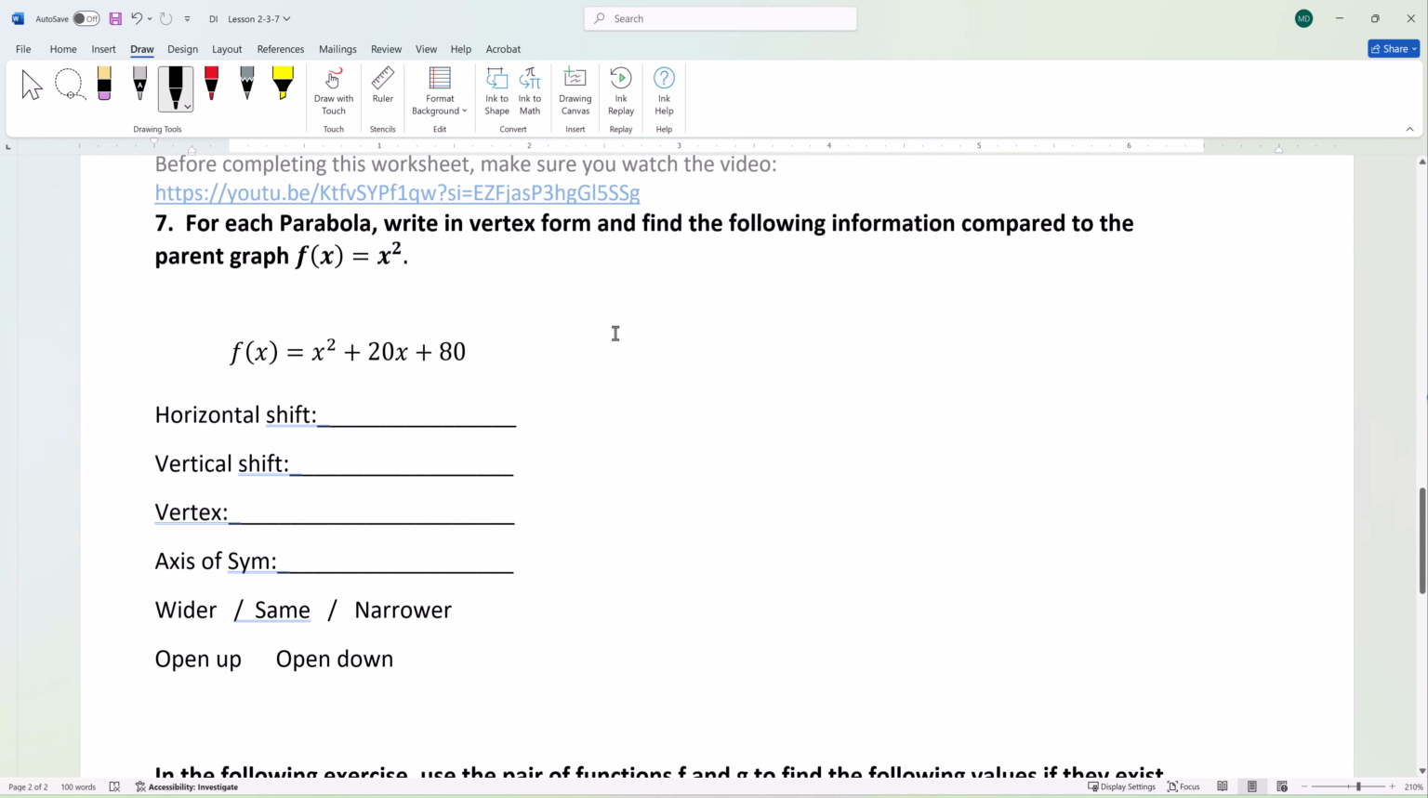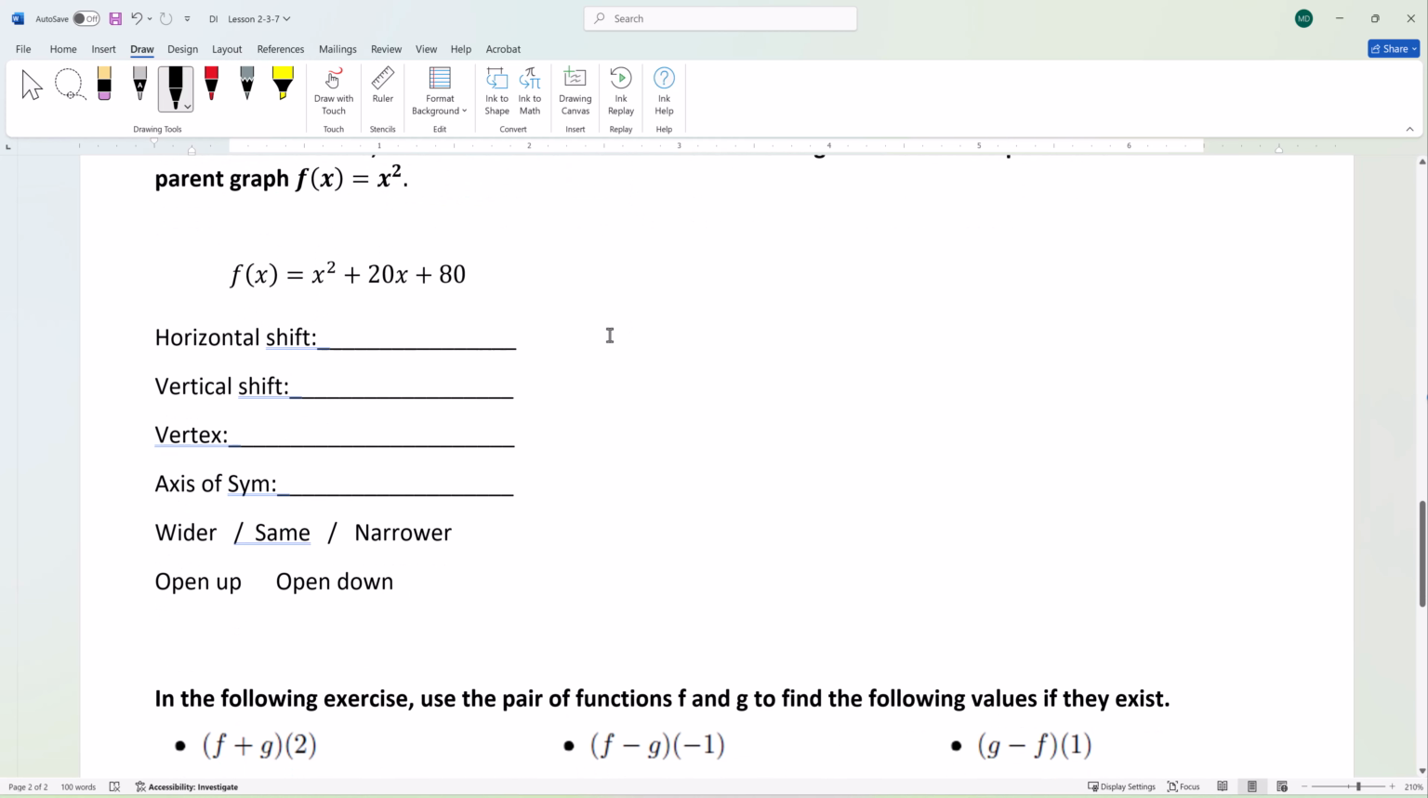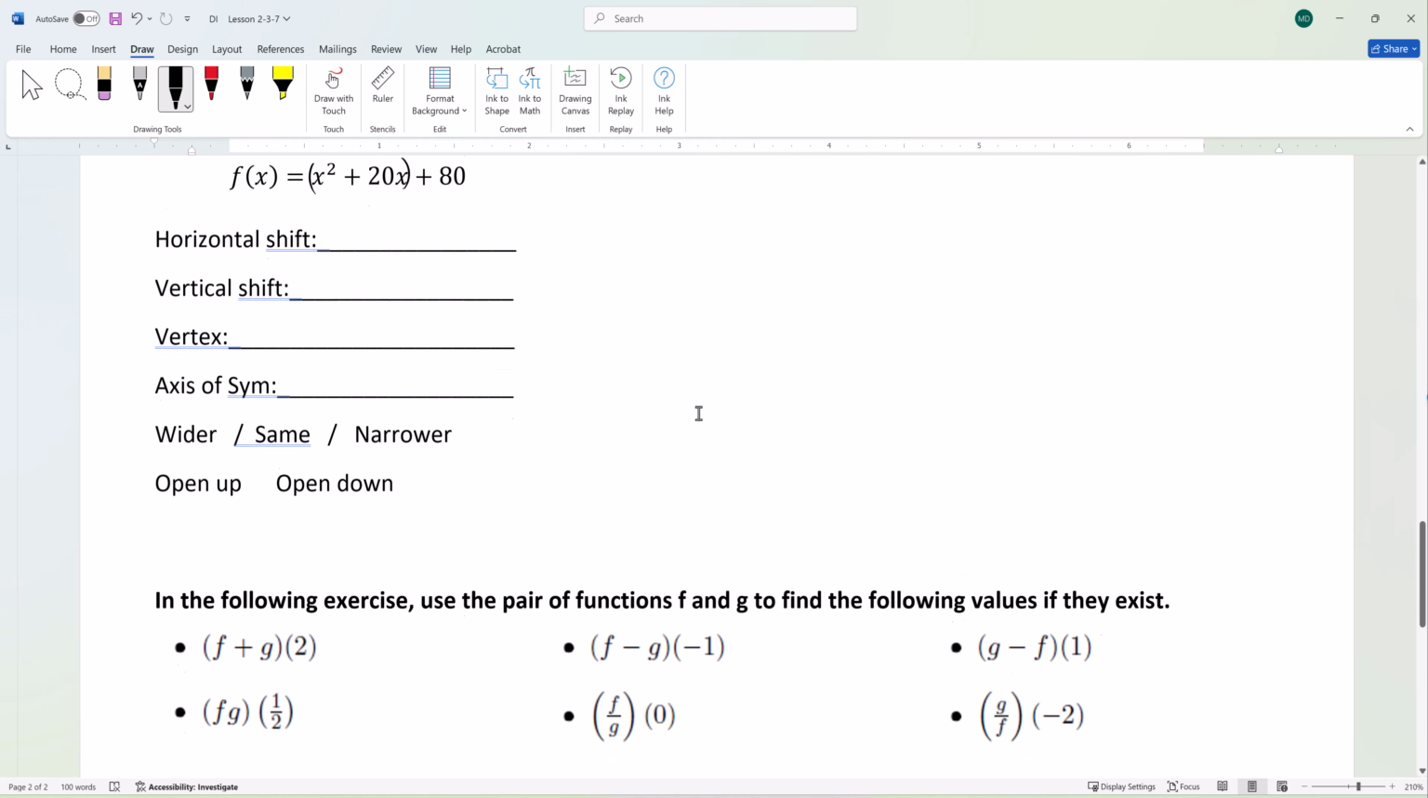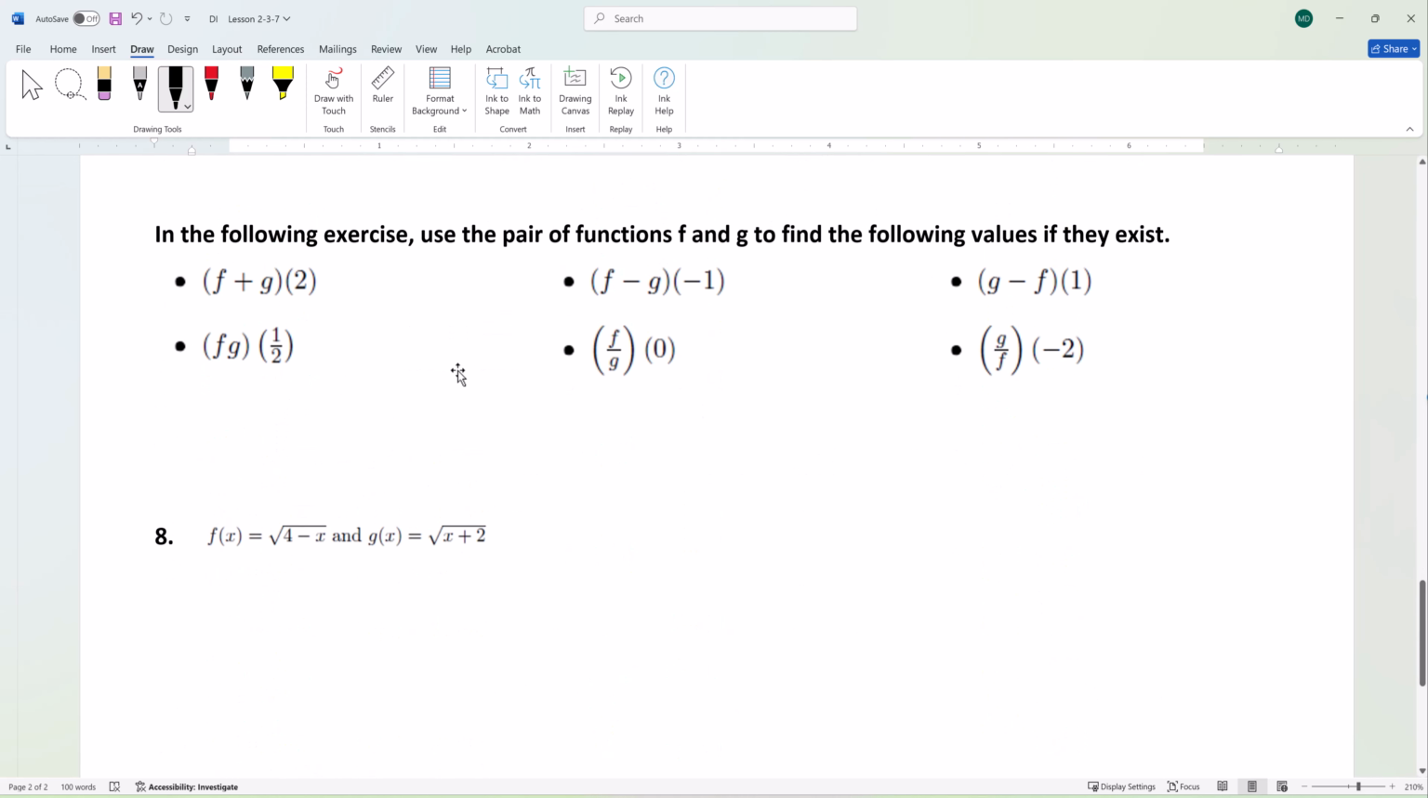For each parabola, write it in vertex form and find the following information. These are very similar to some of the previous lessons. Remember, to put it into vertex form, we have to group the x's together, b over 2 squared, etc. In the following exercise, use the pair of functions to find these values.